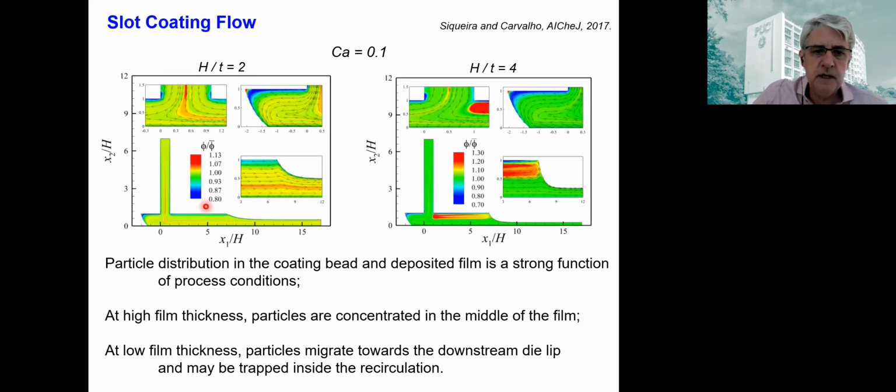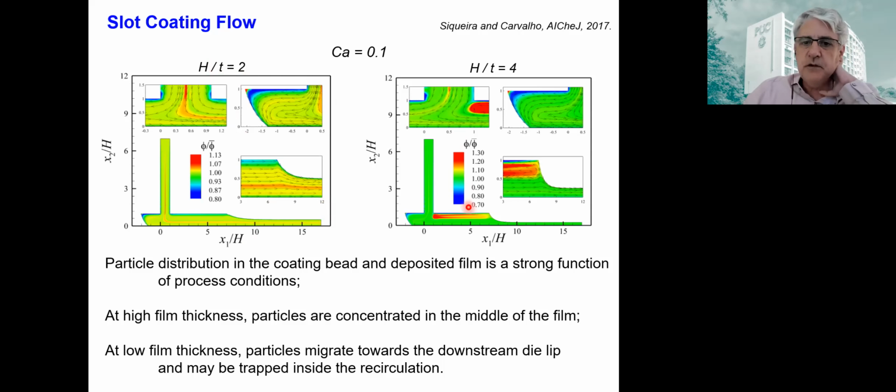So it means that we have almost a pure Couette flow between the downstream die lip and the moving web. There's no gradient in the shear stress because it's a Couette flow, so the shear rate is constant. So there's no shear-driven diffusion, and the high concentration regions get convected. Then you have this particle distribution where you have a higher concentration near the film.